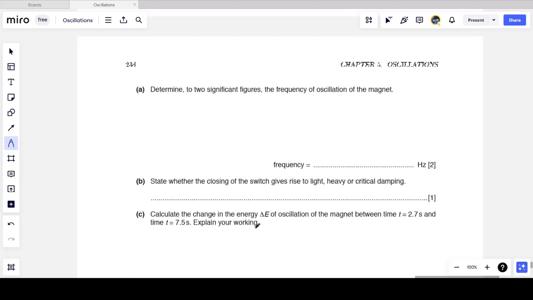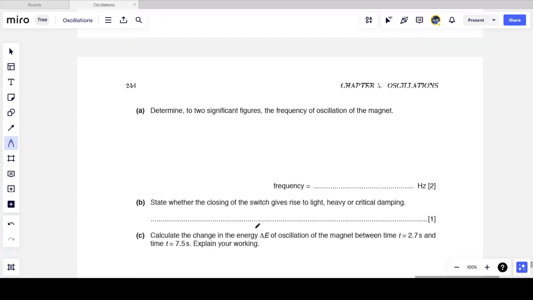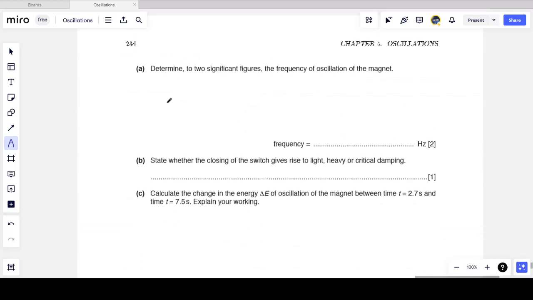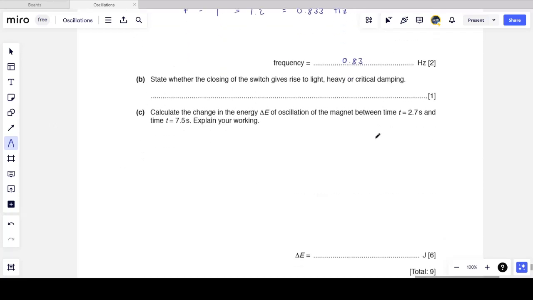We are then told to determine, to two significant figures, the frequency of oscillation of the magnet. Well, the frequency is easy. It's 1 over the period. And the period I can determine simply by looking at the graph. So the period would be, if I see it correctly, 1.2 seconds. So frequency is 1 over T, which is 1 over 1.2, which is 0.8333 hertz. So you can see they brought a little bit of magnetic fields into this question. You need to know your topics all together, and you need to be able to answer questions that combine multiple topics. So the frequency is 0.83 hertz.